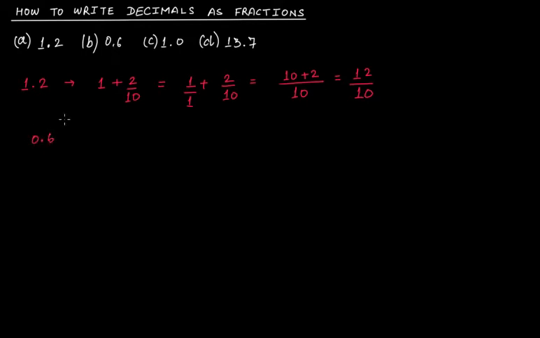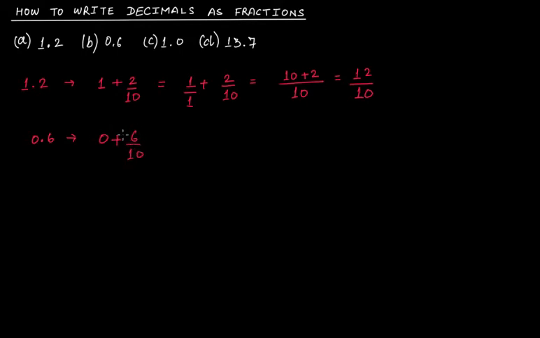Now the second one is 0.6. If you look at this decimal representation, it's very clear that at the ones place you have 0. It means that you don't have an entire thing. You do not have even one thing, right? So there is 0 at the ones, and then you have 0.6. 0.6 tells you that you have 6/10 of something, that is at the tenths place you have 6. So this can be written as 0 plus 6 over 10.